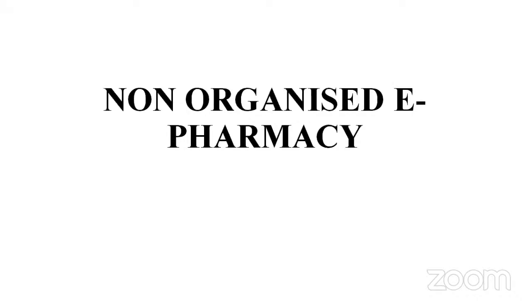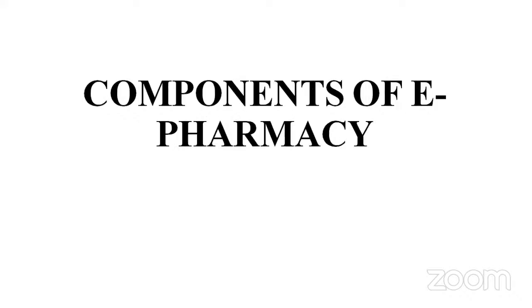The next one is the unorganized e-pharmacy, in the sense that here prescription medicines are ordered without any valid prescription. So the next one, guys, is what are the components present in e-pharmacies. In the sense, generally there are mainly two components present. The first one is the technology-based component, and the second one is the pharmacy retail store component.